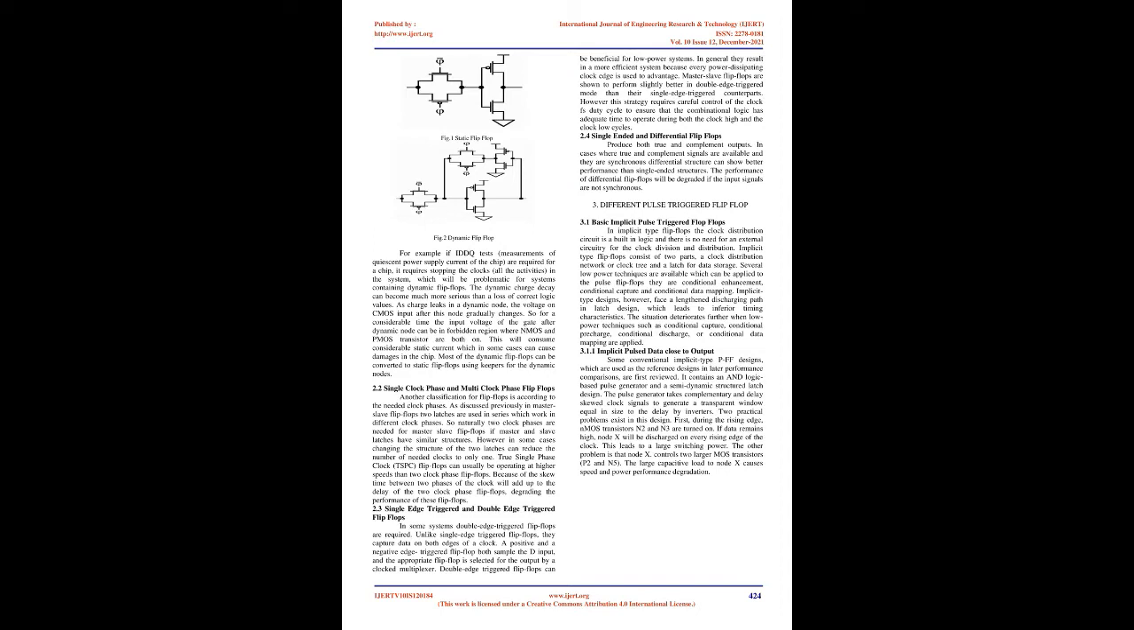In some systems, double-edge triggered flip-flops are required. Unlike single-edge triggered flip-flops, they capture data on both edges of a clock. A positive and a negative edge triggered flip-flop both sample the D input, and the appropriate flip-flop is selected for the output by a clocked multiplexer. Double-edge triggered flip-flops can be beneficial for low-power systems. In general, they result in a more efficient system because every power-dissipating clock edge is used to advantage.